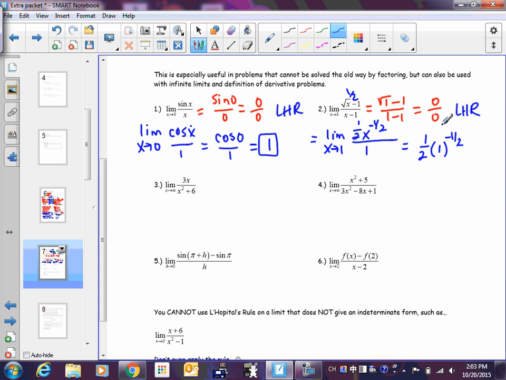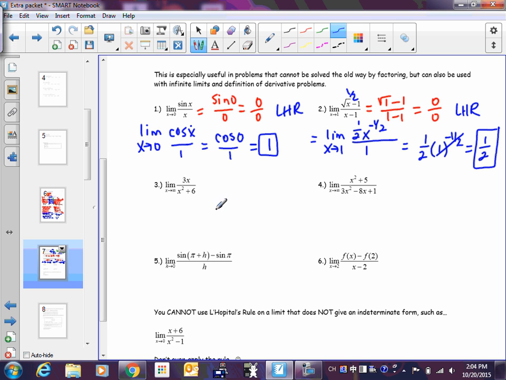Don't think too hard about this. 1 to anything is 1. So your answer is 1/2. This is so much easier than doing this algebraically. So much easier. And if you're already thinking, why didn't I show you this? Well, you didn't know how to do derivatives back then. That was something we hadn't even talked about yet, really.